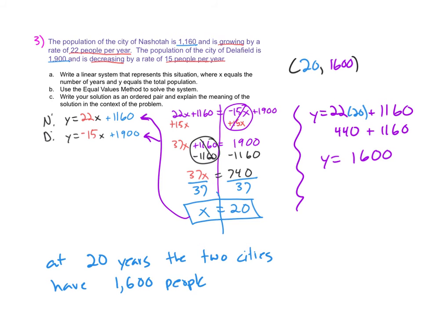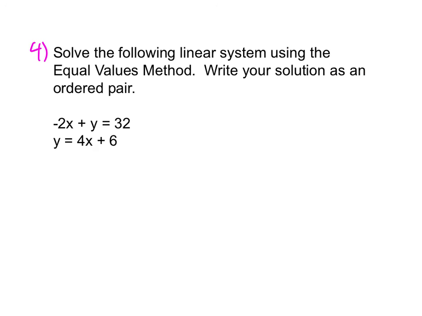Let's take a look at the last one. Okay, question number 4 here. Solve the following linear system using the equal values method. Write your solution as an ordered pair. Okay, well this feels like what we've been doing here. So, you just take your two equations and you would just set them equal to each other.